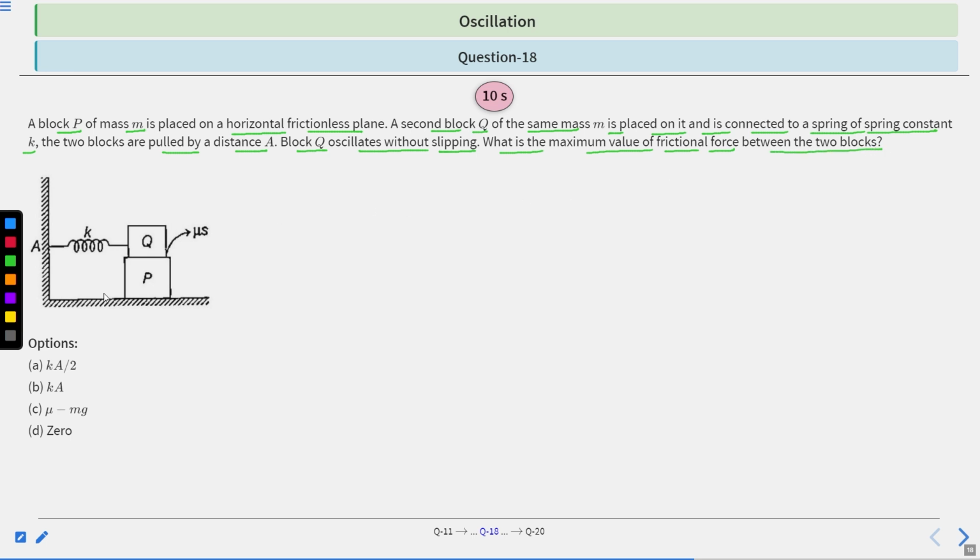So which option is correct? Option A is KA by 2, option B KA, option C is mu minus mg, and option D is 0. Which one is correct? You have 10 seconds to solve this question. After 10 seconds, we will provide the solution.